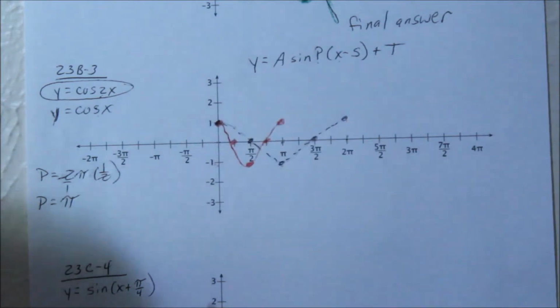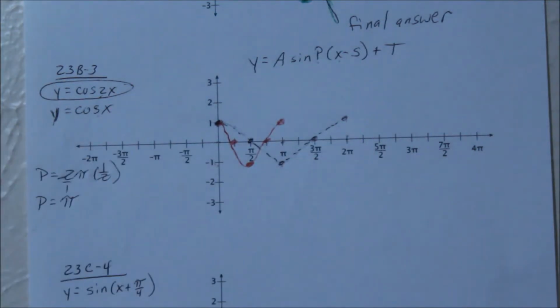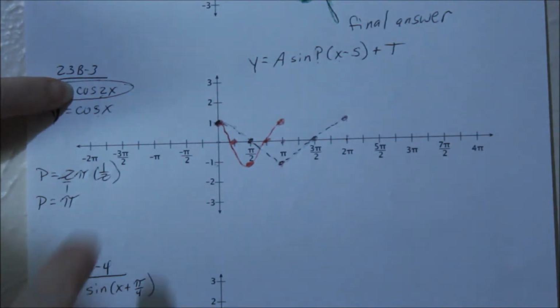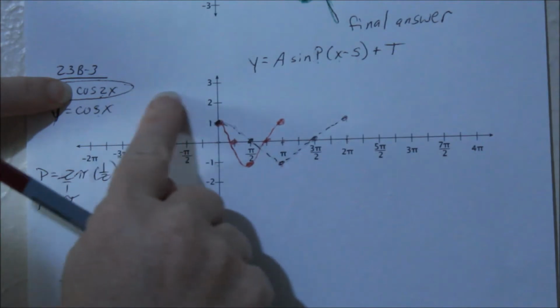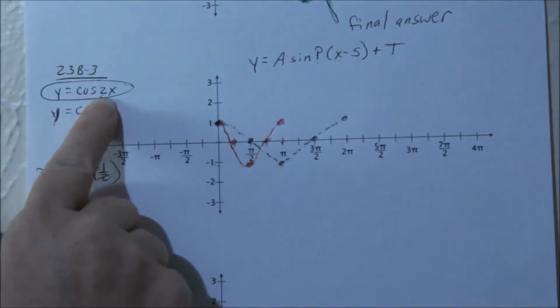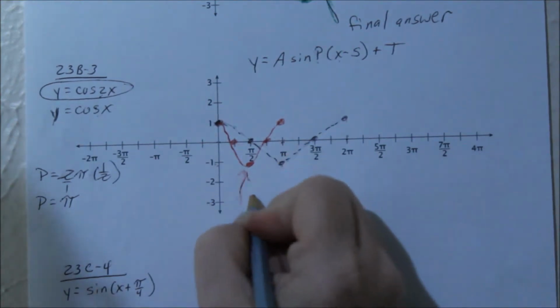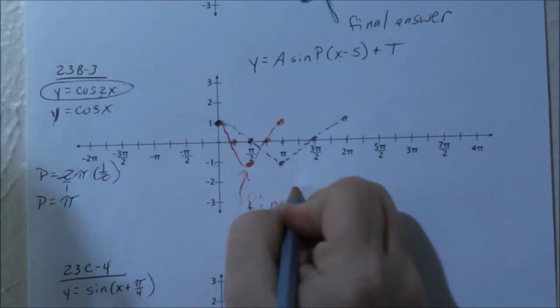I have just done the period change. There's no other changes in that equation. The only thing that changed was the period. There's no number in front of my cosine. There's no numbers added or subtracted out here. So the only thing that got changed in this equation was the period. So that would be your final answer.